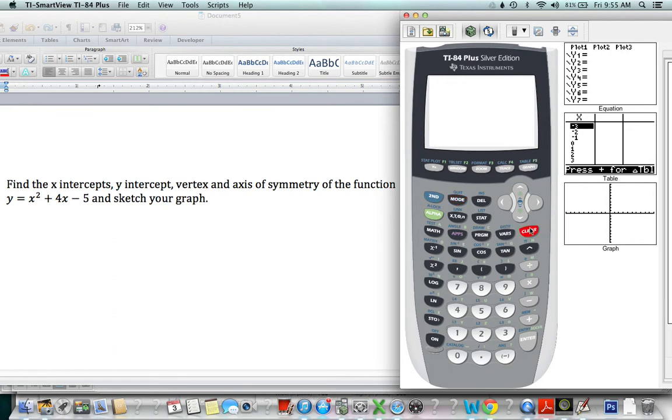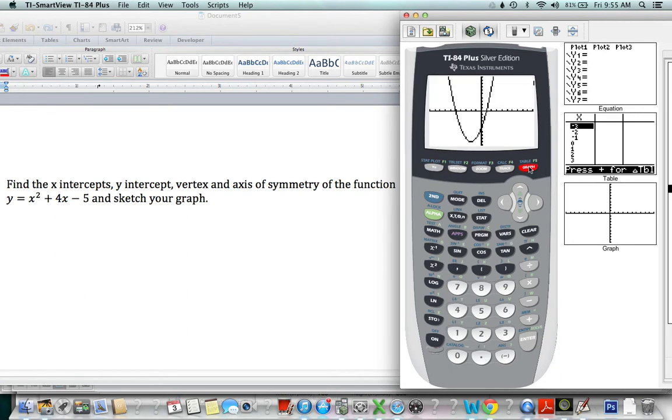All right, so in the TI-84, what you'd want to do is graph your equation. So you want to go to y equals, and then type the equation that we have there. So we have x squared plus 4x minus 5. All right, so once you've typed that function in, all you have to do is press graph to see what it looks like.